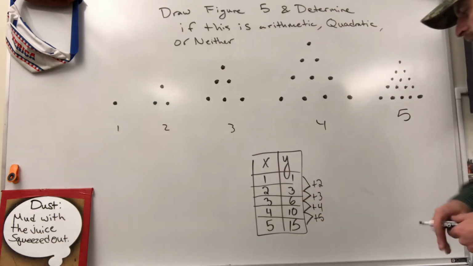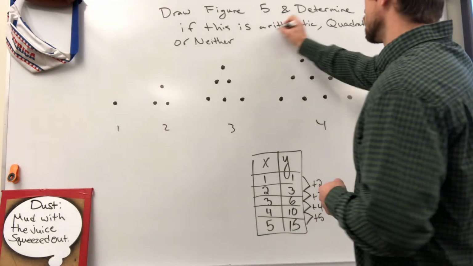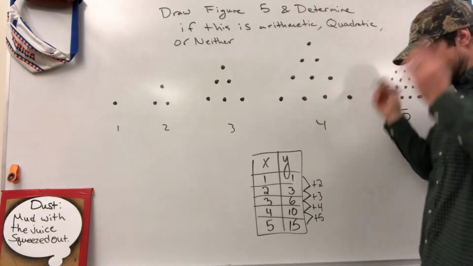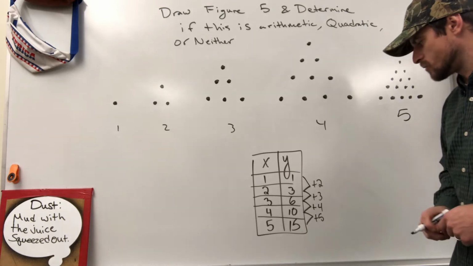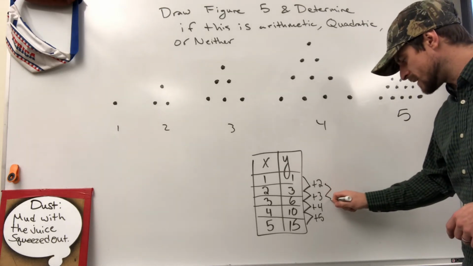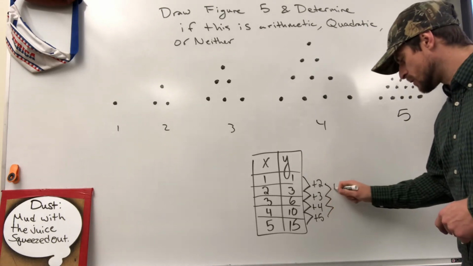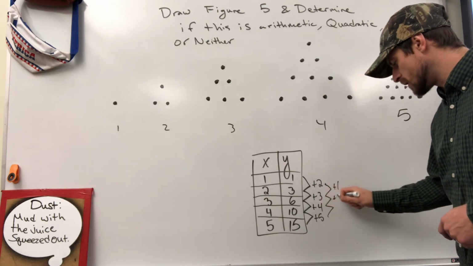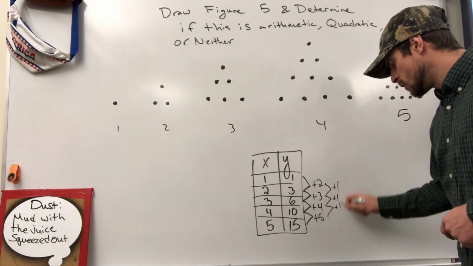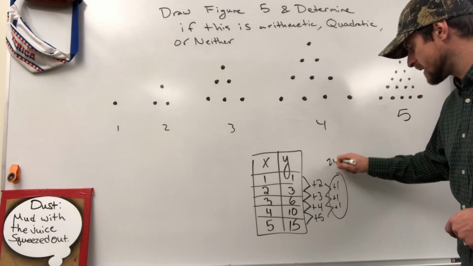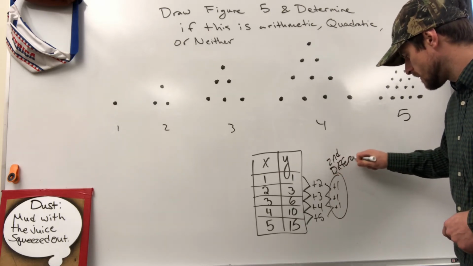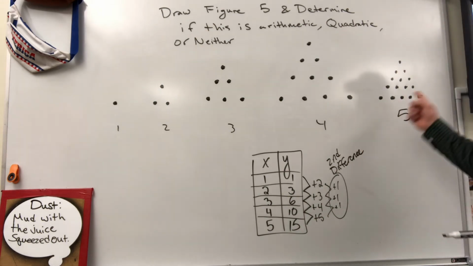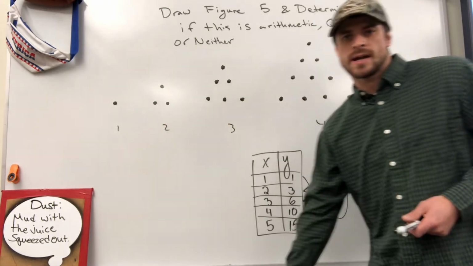So this right away tells me it's not arithmetic. You can scratch that out. It's not going to be a linear problem. It does not have a constant rate of change right away. But if we go to our second difference, 2 to 3 is +1, 3 to 4 is +1, and 4 to 5 is +1. We see consistency in our second difference. Therefore, this would be a quadratic.